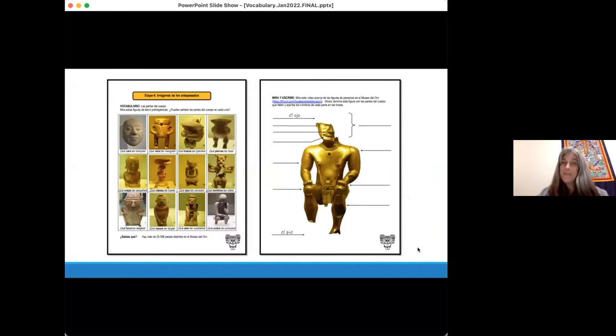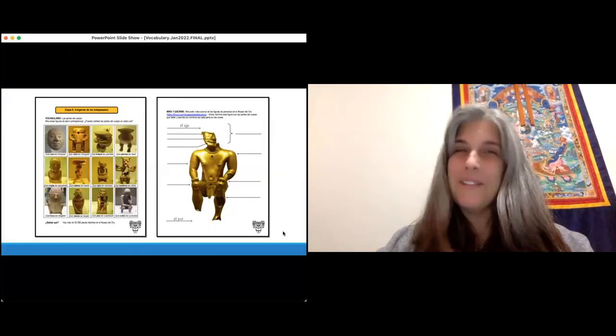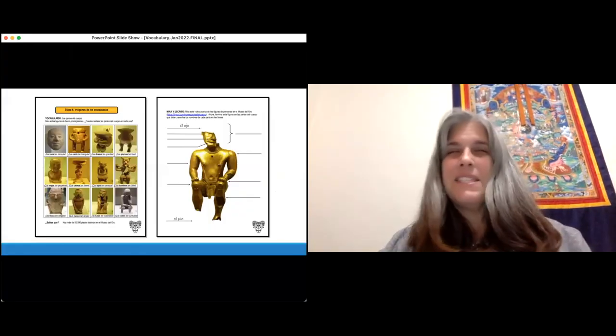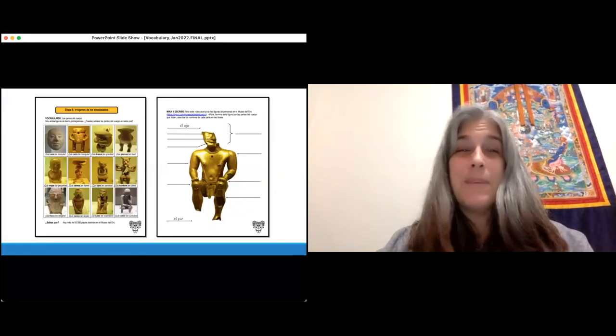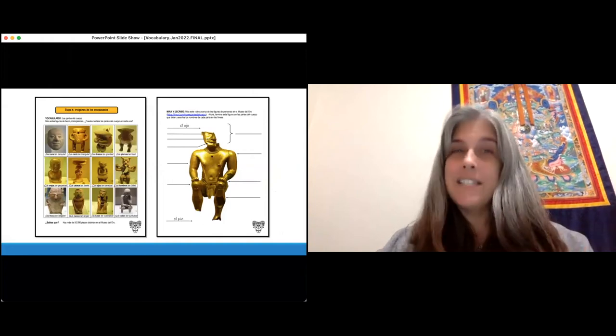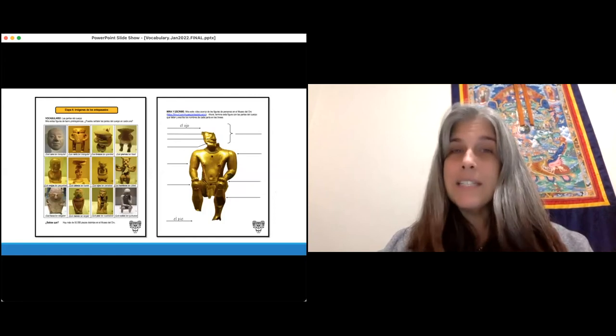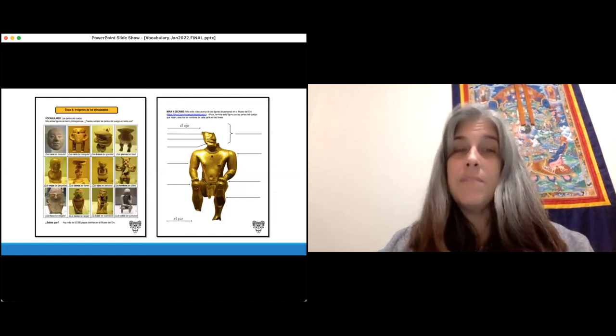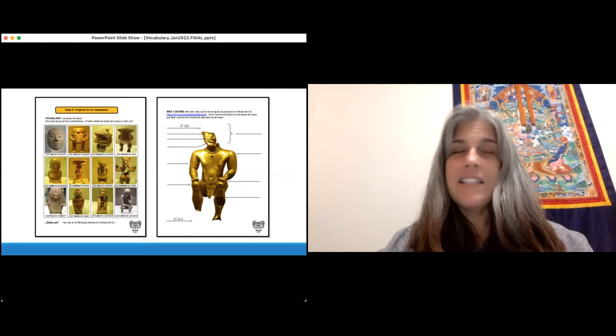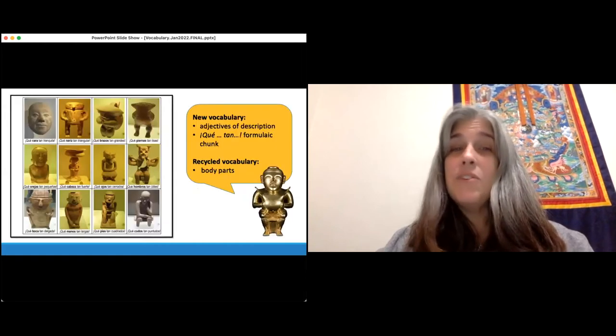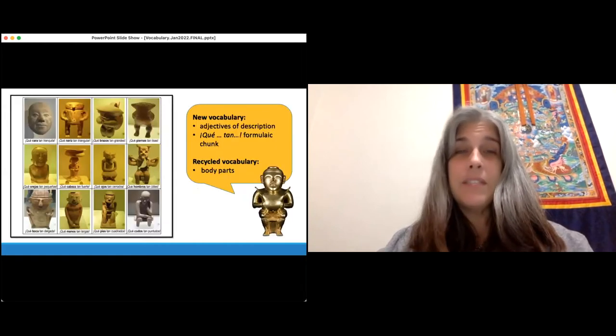And then body parts, which is every middle schooler's favorite topic. This is a great way to jump into the actual artifacts that they're going to be viewing once they're inside the museum. And so they're going to be looking at these images and learning about different objects and what they're made of. They're also going to be filling in this particular artifact by adding the pieces that are missing. But if we look at the next slide, we can have a look at some of the new vocabulary that they'll be learning with this task.